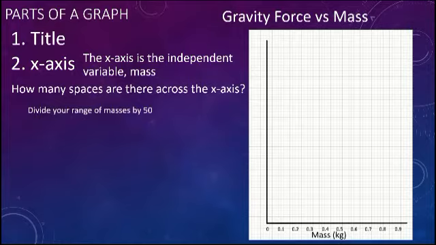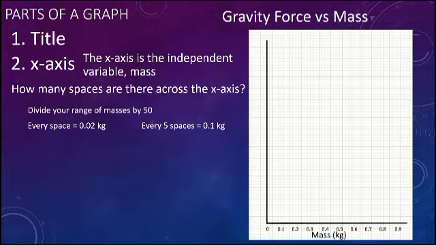Now what was really important here is we measured our mass in kilograms. So the highest that you probably measured on your mass was 1 kilogram. So we want 0 to be over here on our origin, but we want 1 to be clear over here on the edge. So we're going to take that 1 and divide it by 50, because there is 1 kilogram that we have to fit into 50 spaces. What that means then is every space on our graph is going to represent 0.02 kilograms.